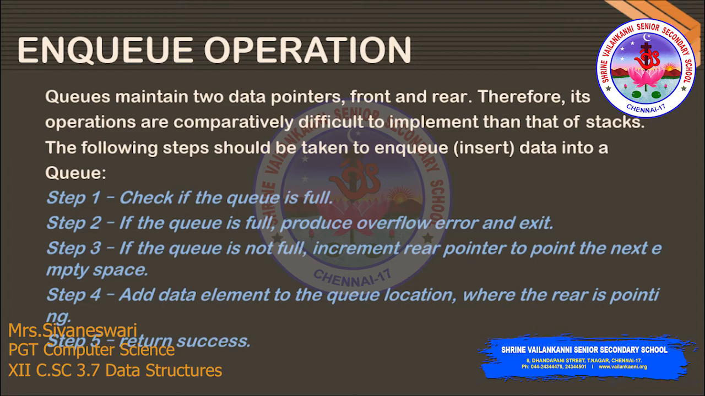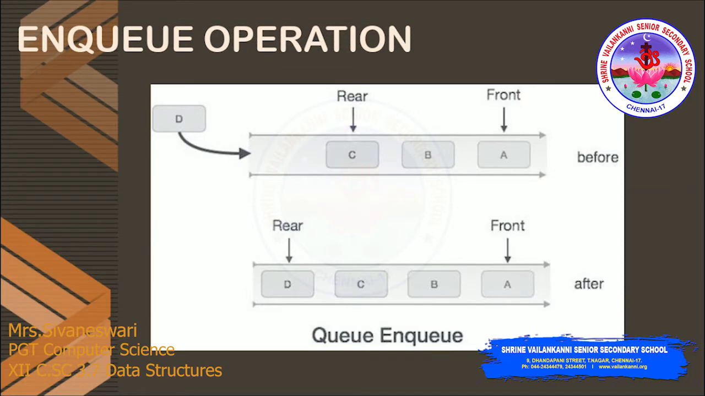Now the enqueuing operation. Check if the queue is full. If the queue is full, produce an overflow error because nothing can be inserted. If the queue is not full, increment the rear pointer, because at the back only the element is inserted, to point to the next empty space. Next, add the data element to the queue location where the rear is pointing. Return success. This is how it works.